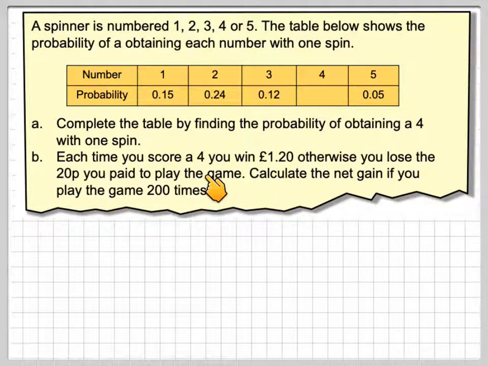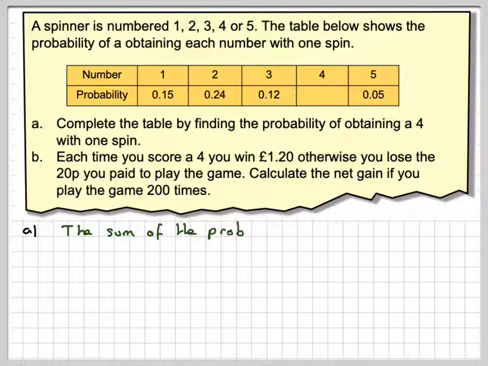Each time you score 4, you win £1.20. Otherwise, you will lose the 20p you paid to play the game. Calculate the net gain if you play the game 200 times.